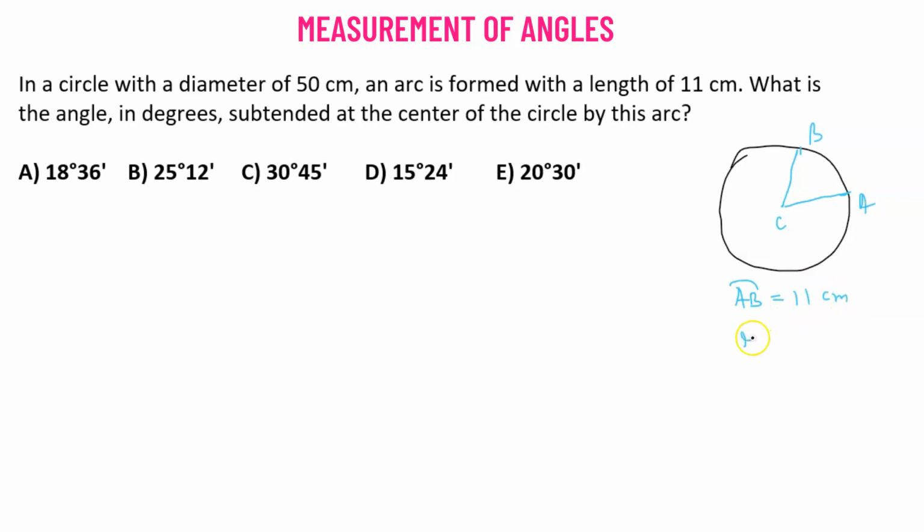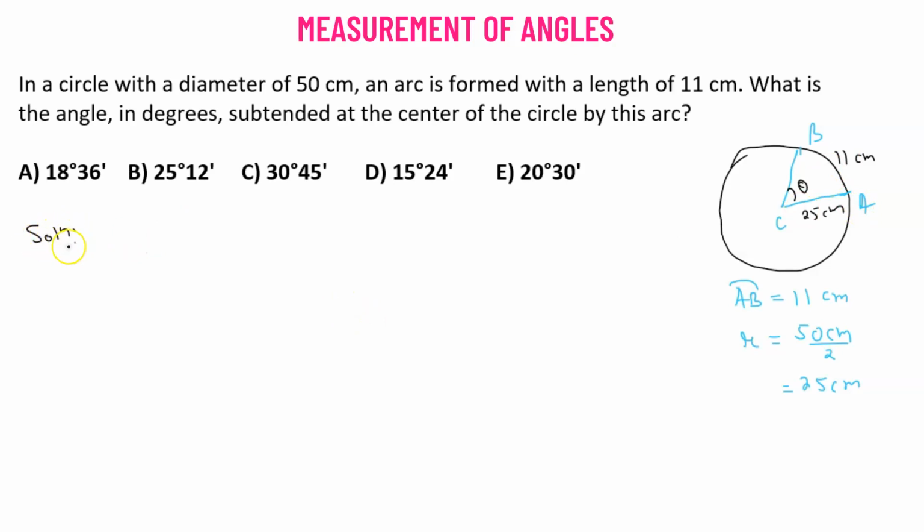And the radius, we don't know the radius, but we are given the diameter. So the diameter, which is 50 centimeters, divided by 2, gives us the radius of the circle. So that's 25 centimeters. Now that we have the radius of 25 centimeters and an arc of 11 centimeters, our goal is to find out the central angle theta, or we can say the angle subtended at the center of the circle by this particular arc AB. Okay, let us begin.